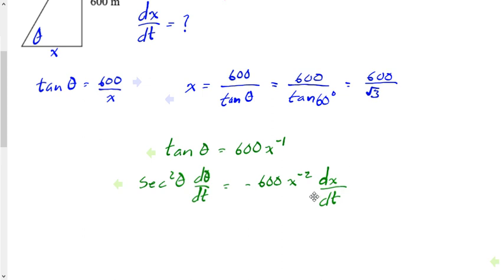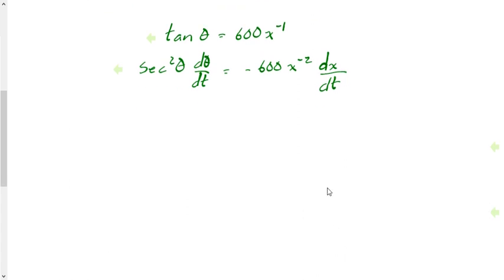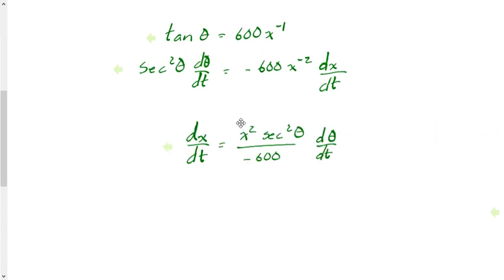Our goal is to figure out dx dt. That's going to give us the speed of the plane. So as I rearrange here, I will divide by this negative 600. That's where this comes from. So this x to the negative 2 is actually an x squared in the denominator that'll get multiplied up into the numerator with the secant squared theta. So that's why it's up here, still having the d theta dt.